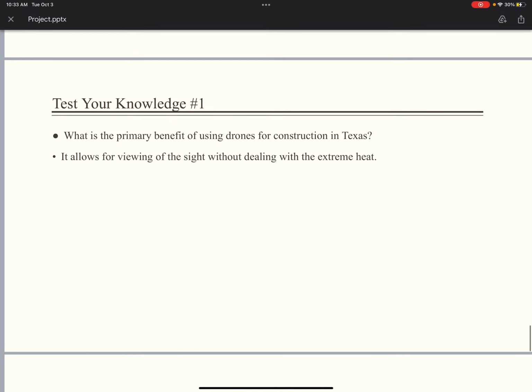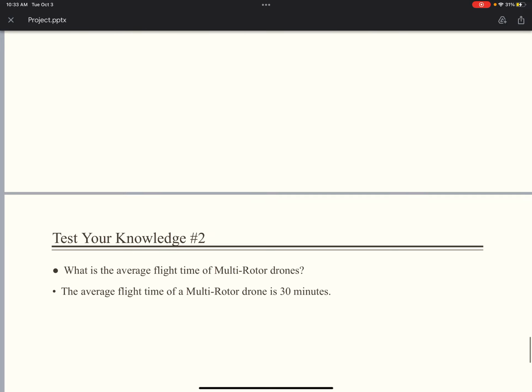Test your knowledge. Number 1, primary benefit of using drones in construction, specifically in Texas. You don't have to deal with the heat. You can go out and view the site with a drone and look at site progress without having to deal with the Texas heat in the summer.